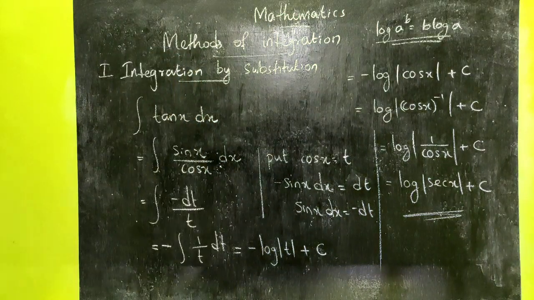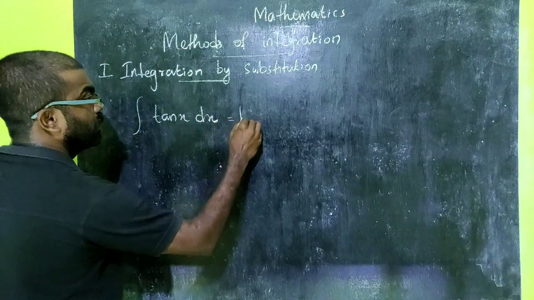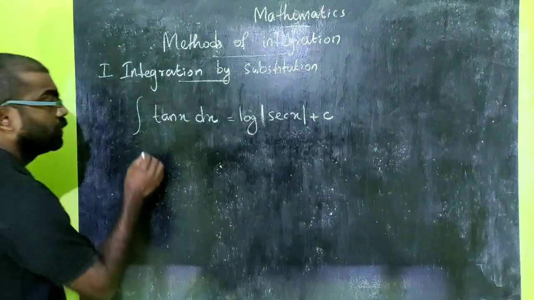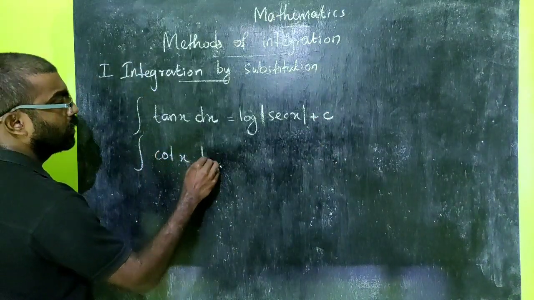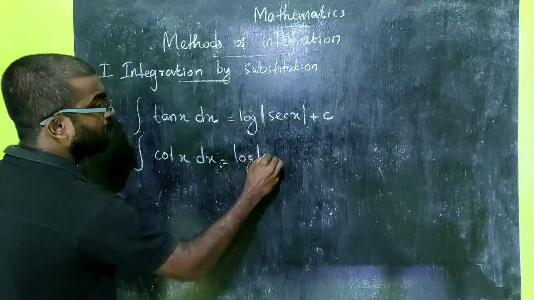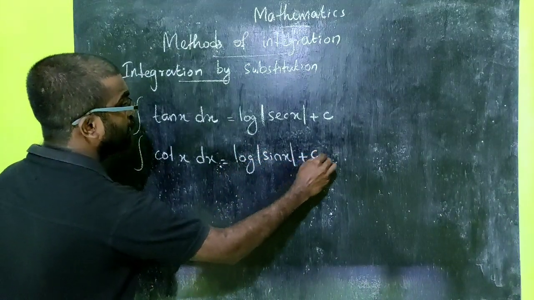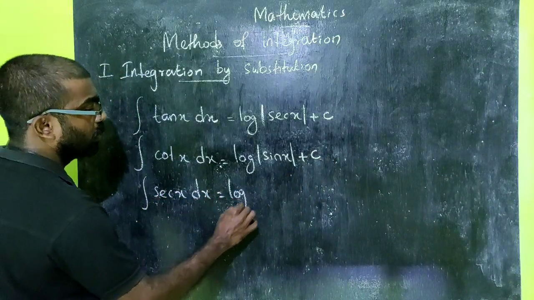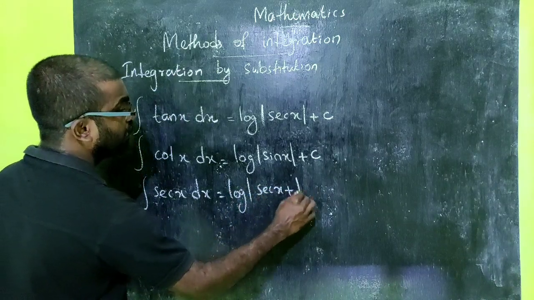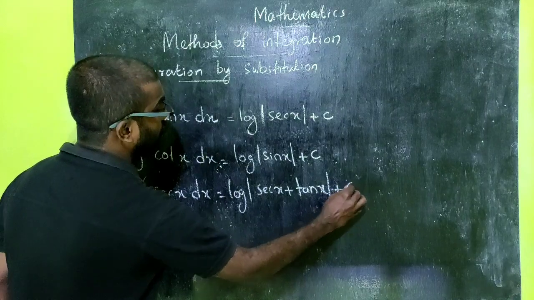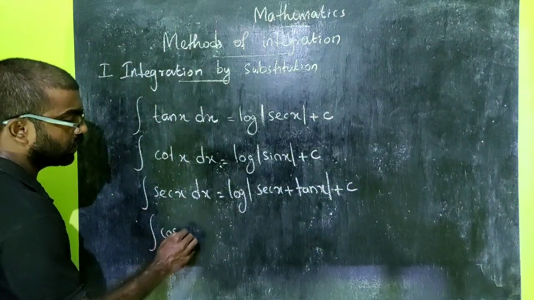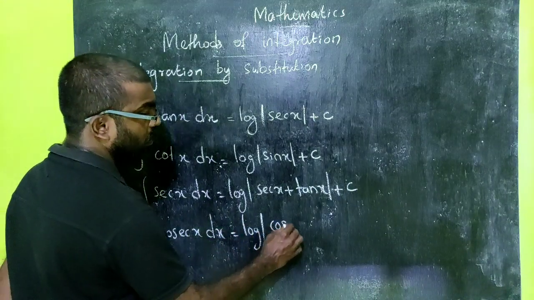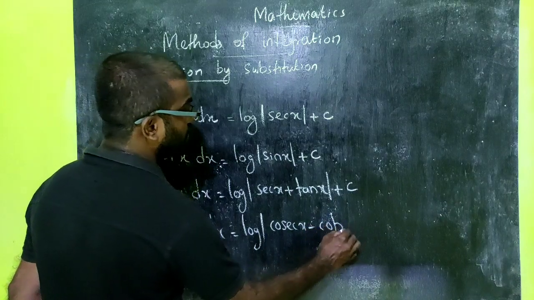So here we can write integral tan x dx is equal to log mod sec x plus c. Then integral cot x dx is equal to log mod sin x plus c. Then integral sec x dx is equal to log mod sec x plus tan x plus c. And integral cosec x dx is equal to log mod cosec x minus cot x plus c.